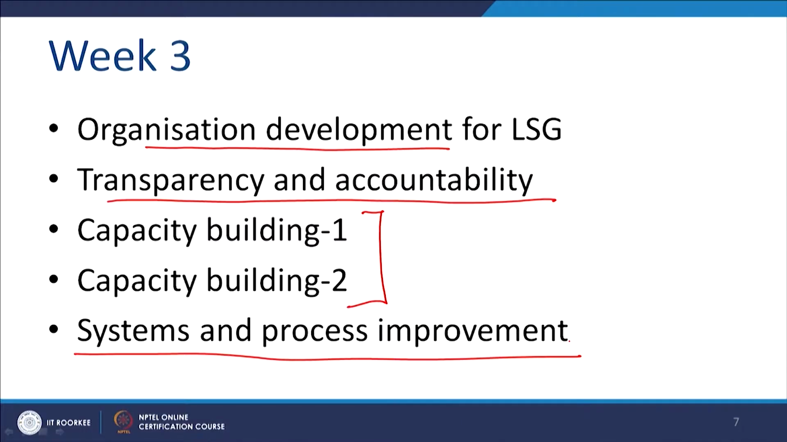Now, why are systems and process important? This is important because we must deliver urban services within a given period of time and with the expected quality benchmark. That is why systems and process improvement is important.